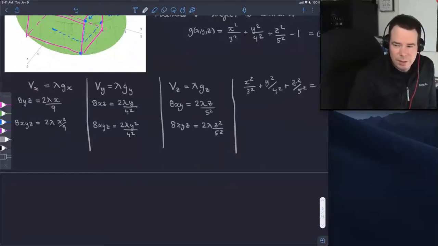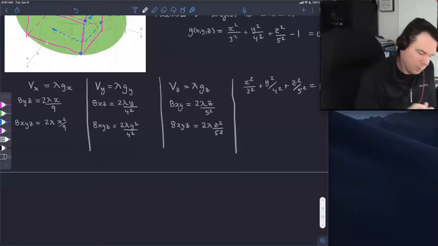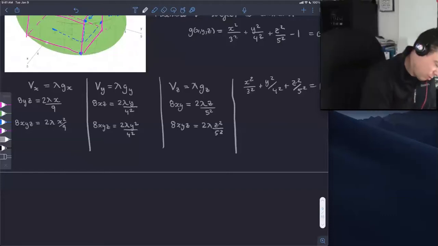But even more so, I can exploit the constraint by realizing that if I sum all of these, well, actually, before I sum them, I should divide by 2. I see an extra factor of 2. So I'll factor out by 2: 4xyz is equal to lambda x squared over 3 squared. Maybe I'll write that as a 3 squared, means the same thing, but it might make the next step easier to see. 4xyz is equal to lambda y squared over 4 squared, and a 4xyz is equal to lambda z squared over 5 squared.